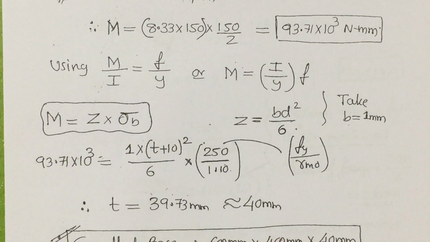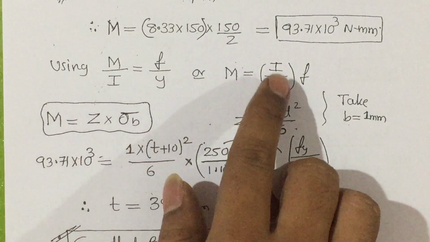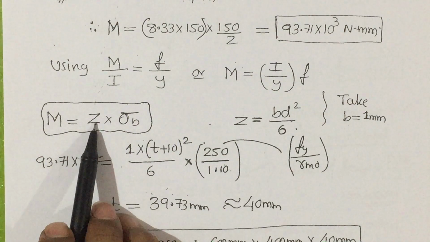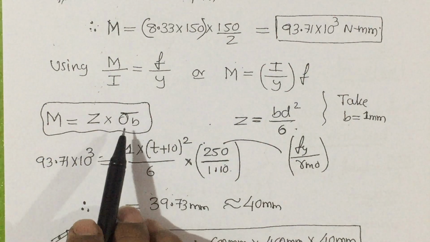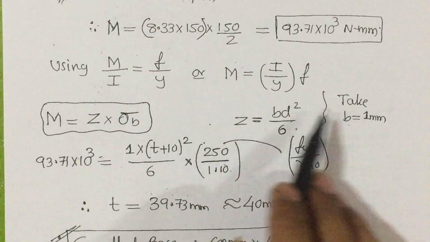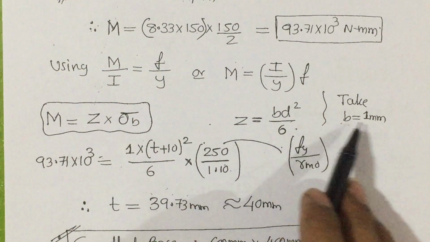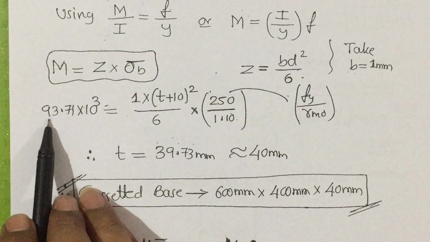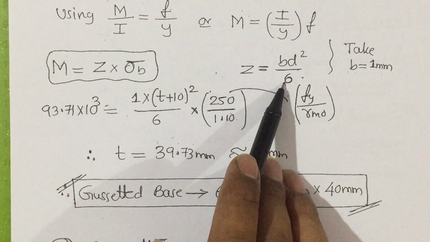Using the bending equation, M by I is equal to f by y, or M is equal to I by y into f. I by y is nothing but Z, so M is equal to Z into f. We take f as sigma, nothing but stress. Z is given by BD square by 6, take B equal to 1 mm. Therefore, M, we got as 93.71 into 10 power 3, is equal to Z, that is BD square by 6.